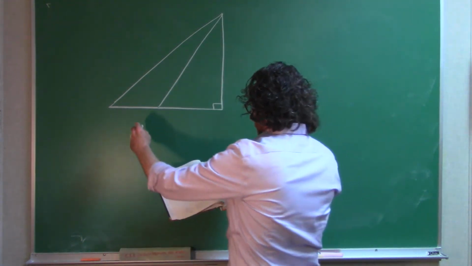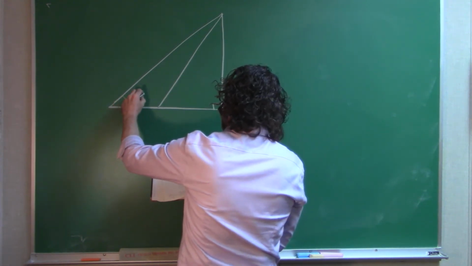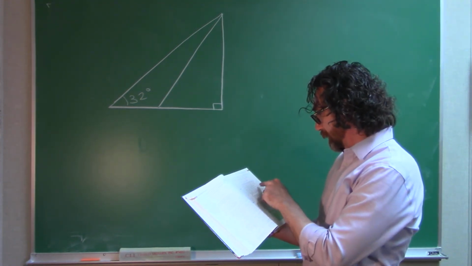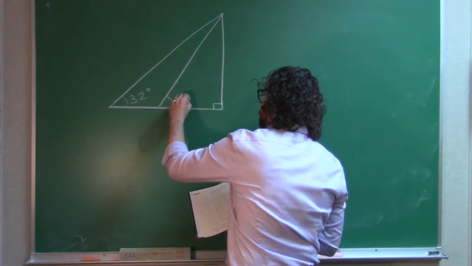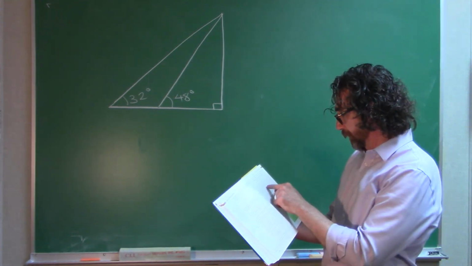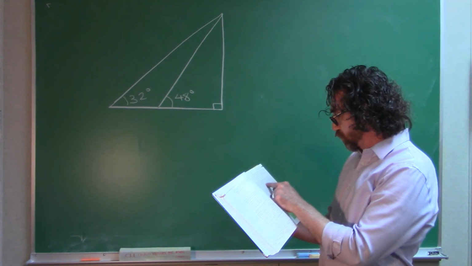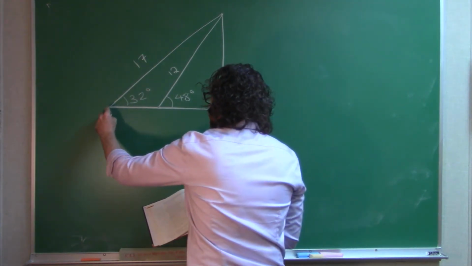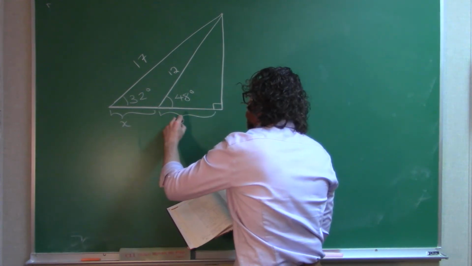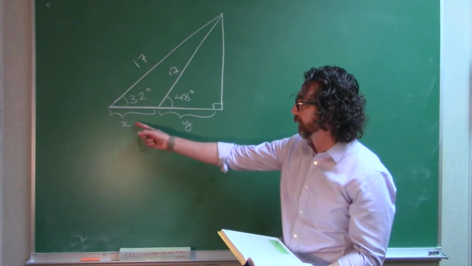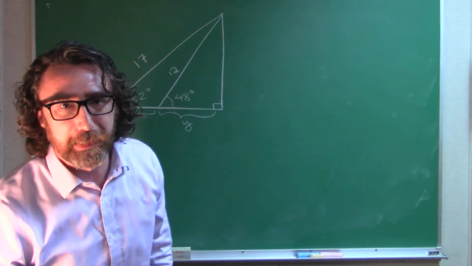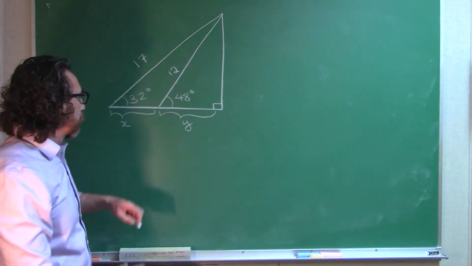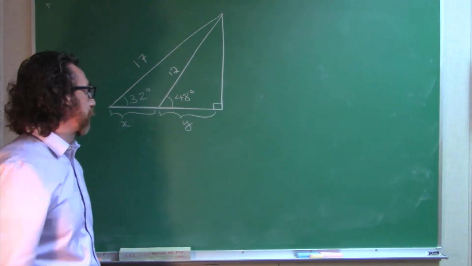Okay, so we're given that this is 32 degrees. Okay, we're given that this is 48 degrees. That's a 17 and that's a 12. And the problem is asking us to find this and this. Okay, we'll look at an application of this in the next video. But let's just treat this as a pure mathematical exercise right here.